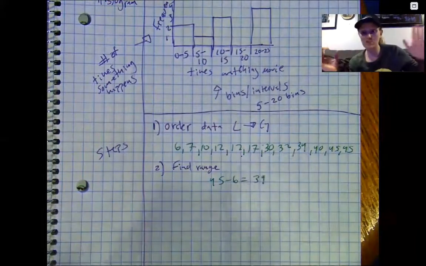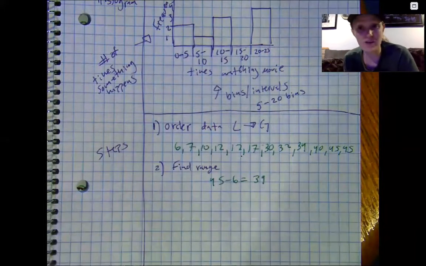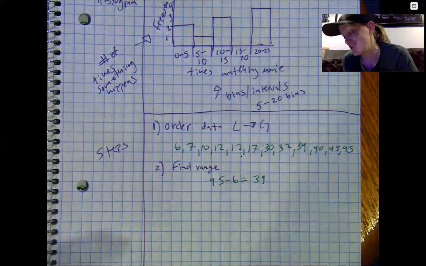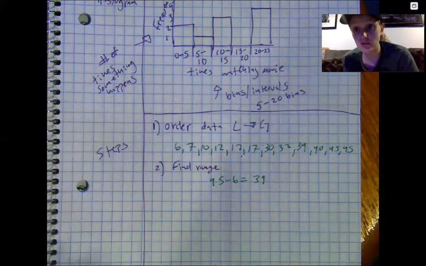It means our data spreads by 39. So if I counted up by ones, I'd have to go all the way from 6 to 45. That would give me 39 bins. That's too much, so I can't go up by ones. If I go up by twos, it would still be way too many, right? So you have to pick a bin interval that's going to work for you.